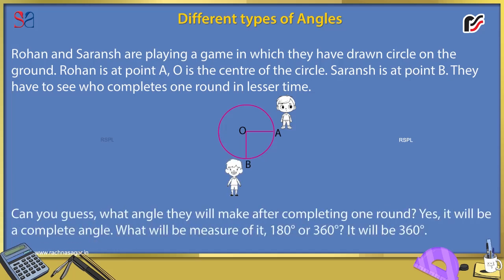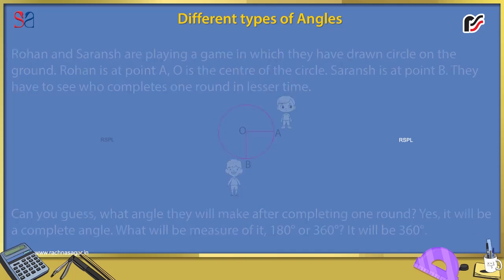Can you guess what angle they will make after completing one round? Yes, it will be a complete angle. What will be the measure of it? 180 degrees or 360 degrees? It will be 360 degrees.